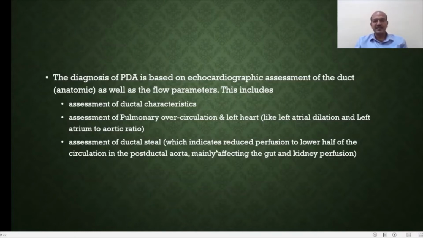The ductal steal is nothing but a reduced perfusion to the lower half of the body in the postductal part of the aorta, because this blood gets shunted through the duct into the pulmonary circulation. So this overloads the pulmonary circulation and deprives the lower half of the body of some blood flow which is meant for it. This mainly affects the gut and the kidney perfusion.